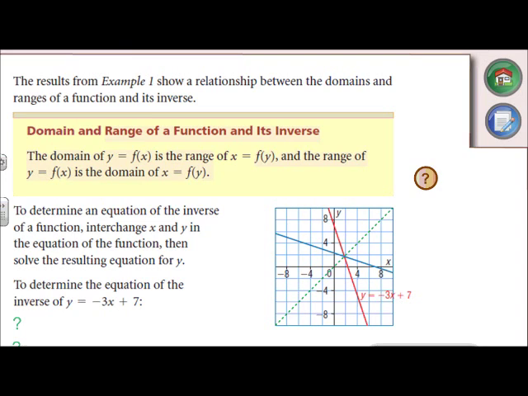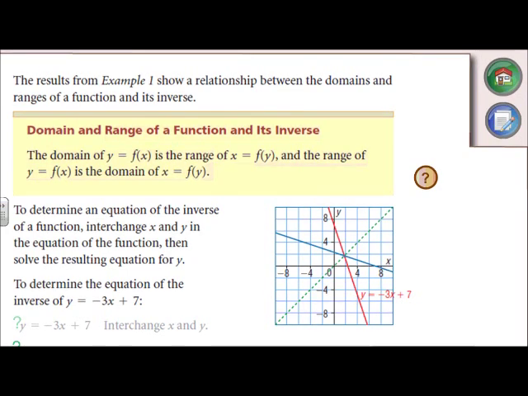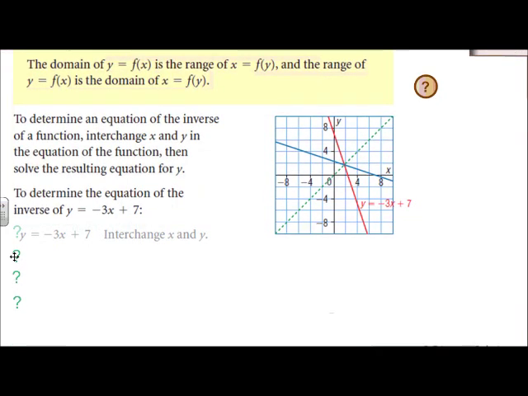And this page here I explained right at the beginning and all the way through. Domain of the original is the range of the inverse. Range of the original, domain of the inverse. And how do we go through and find the equation of it? Well, switch your x and your y, and work her through, and resolve for y.